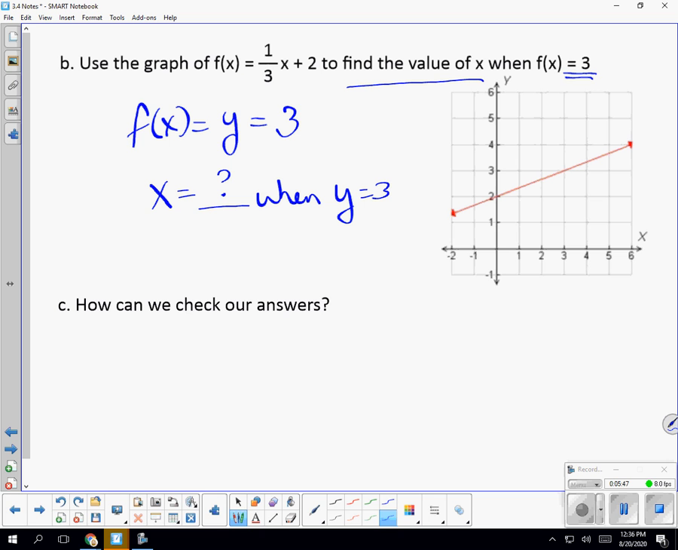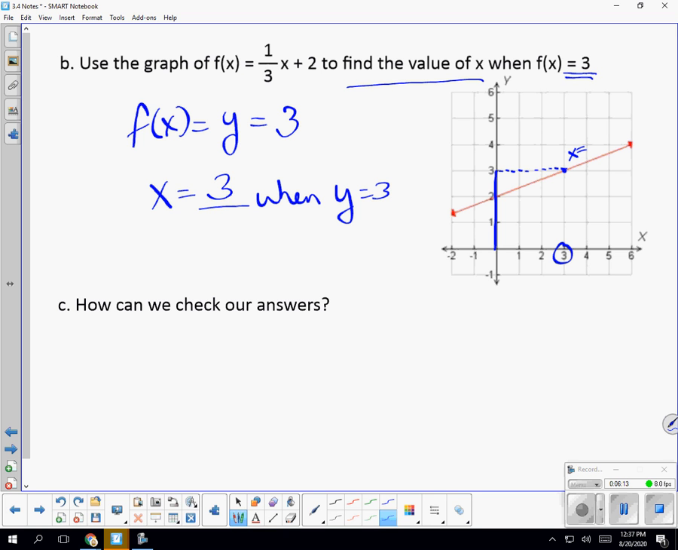So going to my graph, I'm going to go up where my y value is equal to 3, and I'm going to go across till it touches the graph, which is right about in this area. And that means my x value is 3. Erase my question mark there. I can answer my question now. My x is equal to 3 when my y value is equal to 3.